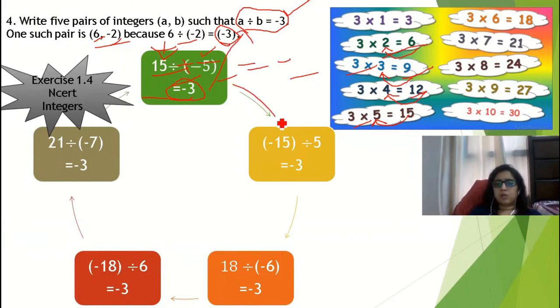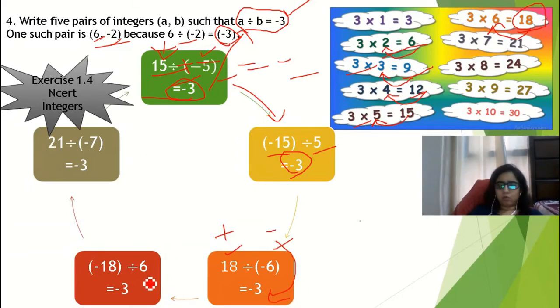In the next pair, I have taken 15 as a negative number and 5 as a positive number, because if I divide -15 by 5, I will get the same answer, that is -3. And the third pair of integers, I have taken 18 and -6. If you see the table of 3 and divide 18 by 6, you will get the answer 3. So I have taken 18 and -6, one number positive and one number negative, so that I will get the answer in negative form, that is -3.